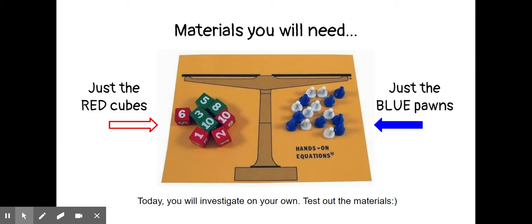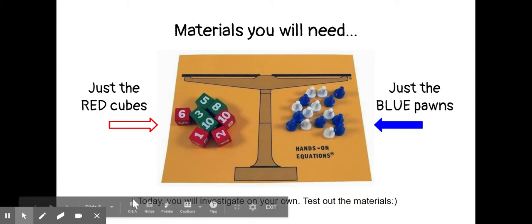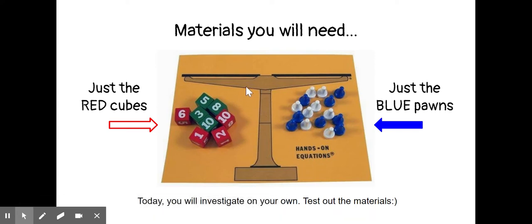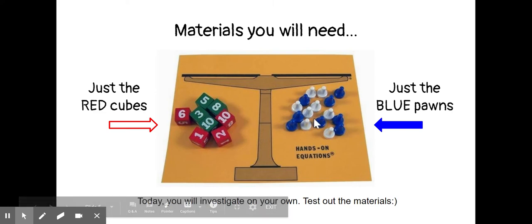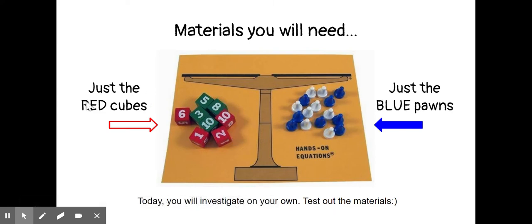Up on the counter, you're going to find some of these yellow hands-on equation boards. They're just laminated paper with scales on them. And there are bags that have cubes and pawns in them. You will only use the red cubes and the blue pawns today. Make sure that whatever you use, you put back appropriately and in the right place. I don't want to lose any supplies.